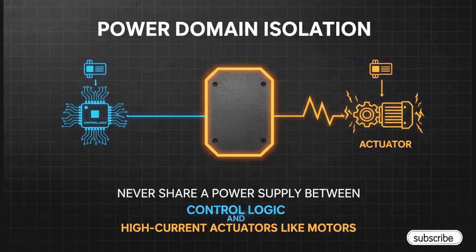Okay, now we need to talk about something that is a non-negotiable principle in industrial automation and robotics. I'm talking about power domain isolation. Look, motors are electrically noisy. They draw huge, spiky, fluctuating currents. If you try to share a power supply between your sensitive control logic and your power-hungry actuator, well, you are just setting yourself up for system failure. It's a recipe for disaster.